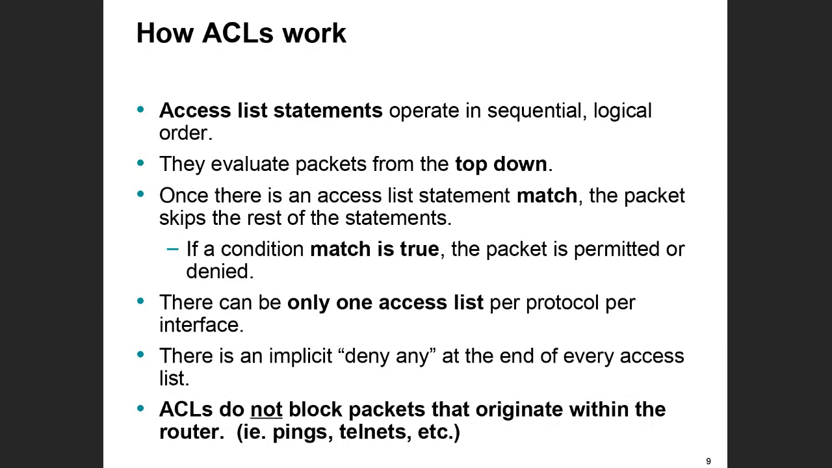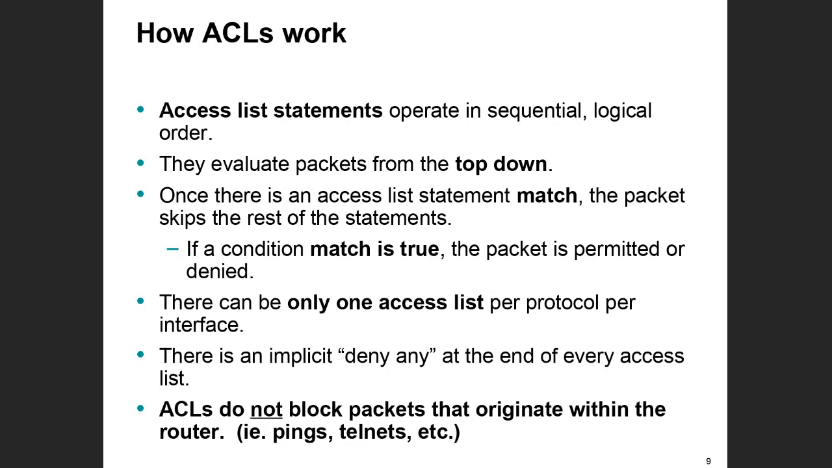So there can be only one access list per protocol per interface. You can have an inbound and an outbound. You could have an inbound one for IP version 4 and one inbound for IP version 6. You could have one inbound for Novell NetWare and one for AppleTalk. But there's always an implicit deny any at the end of every access list. Now look at that bold statement at the bottom. This is very important.